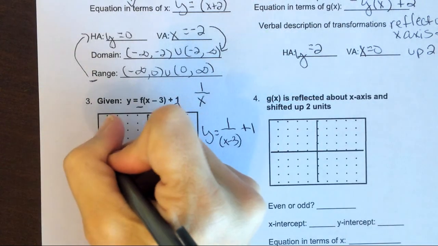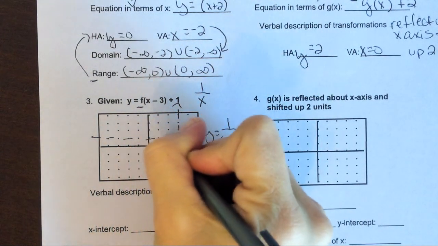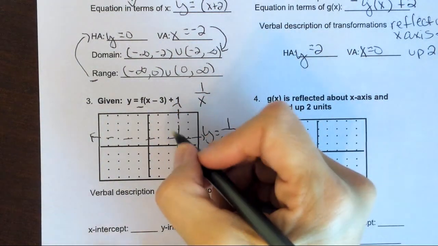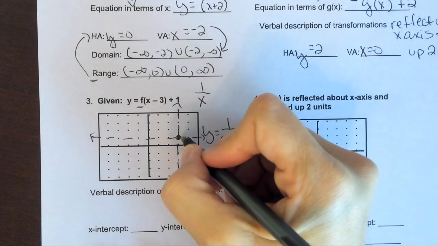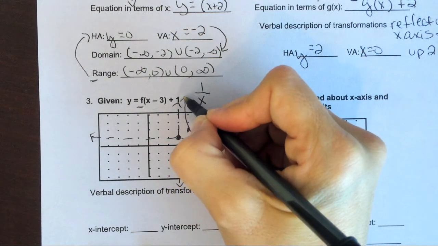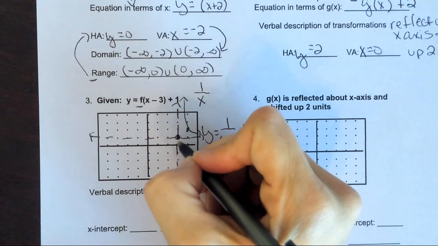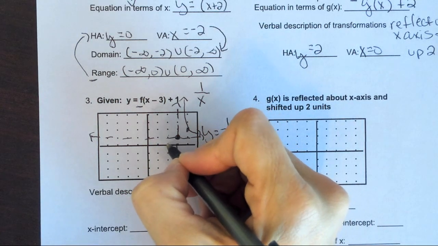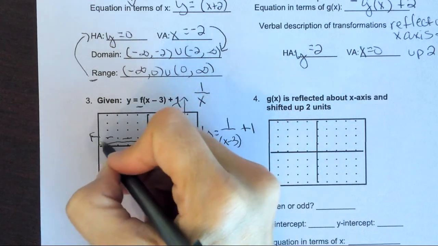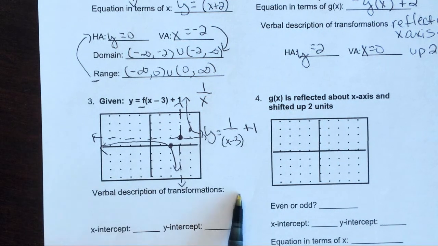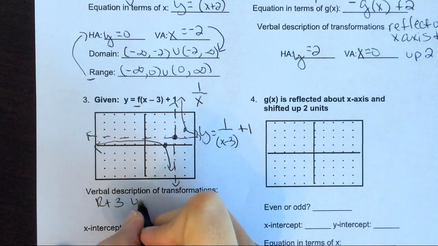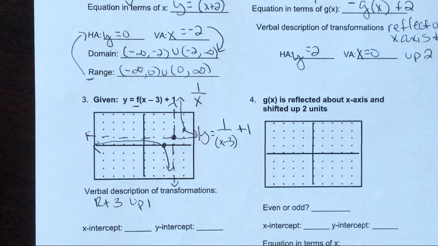I'm going to go up 1. Okay, and my rule when I'm graphing the reciprocal function is I go to my middle point and I go right 1, up 1, and I draw my curve approaching both asymptotes. I go back to my middle and I go left 1, down 1, and I draw my curves approaching my asymptotes. Okay, so the verbal description here, we went right 3, up 1, no transformations.